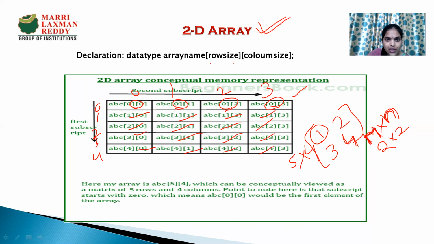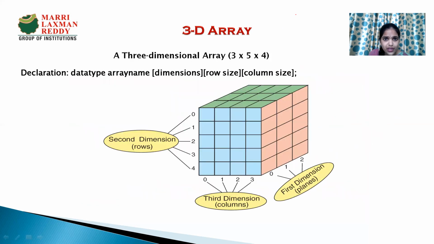We just have to mention the row size and column size, the maximum size you want. If you want to represent a 3 by 3 matrix, you can. If you want to represent a 3 by 2 matrix, you can. If you want to represent a 1 by 2 matrix, you can represent it with the help of this two-dimensional array. And the other representation of array is the three-dimensional array. The three-dimensional array declaration is also similar to that of the two-dimensional array, where one more subscript is added for the number of dimensions we want.